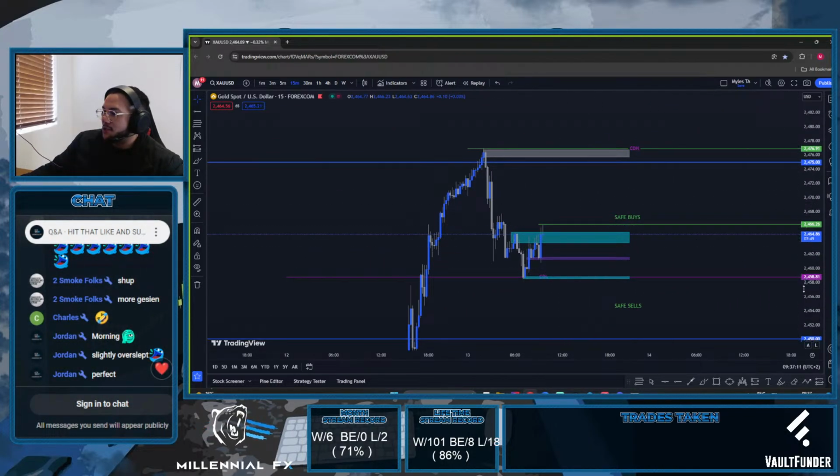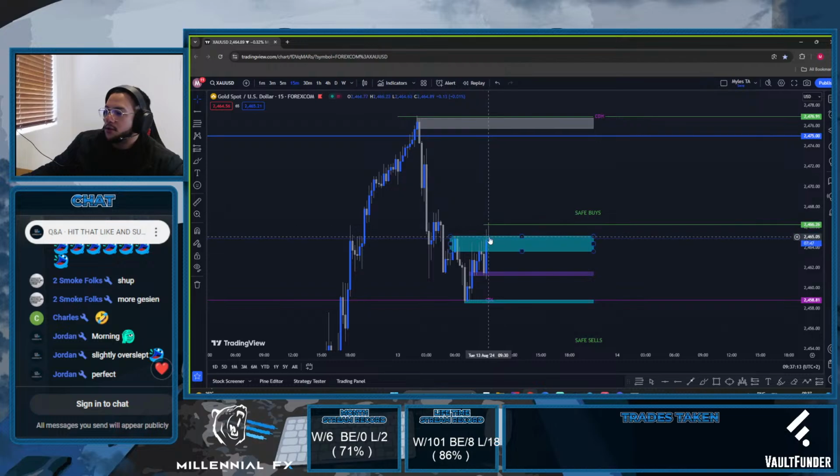You need to understand that this micro is bearish, so it needs to close above. There's no two ways about it.